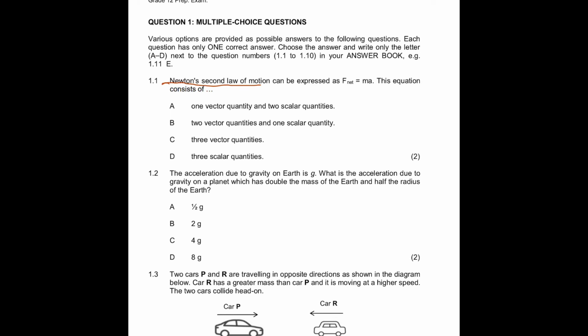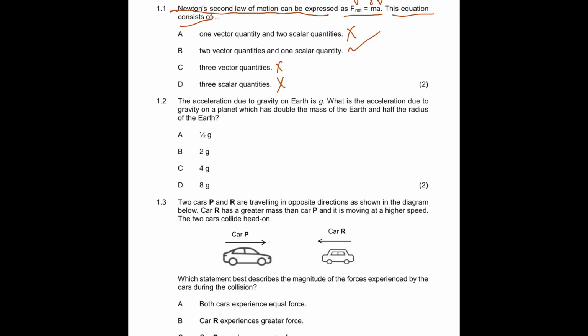Newton's second law of motion is expressed as F net is equal to ma. This equation consists of, in terms of the physical quantities, a vector and a scalar quantity and a vector. So it says it consists of one vector and two scalar quantities, no; two vector quantities and one scalar, yes; and then three vector quantities and three scalar quantities, that's wrong, right?